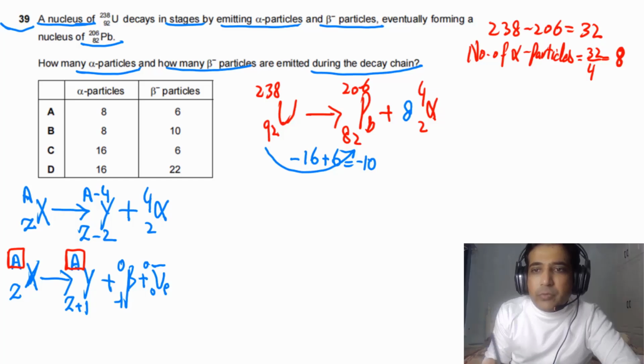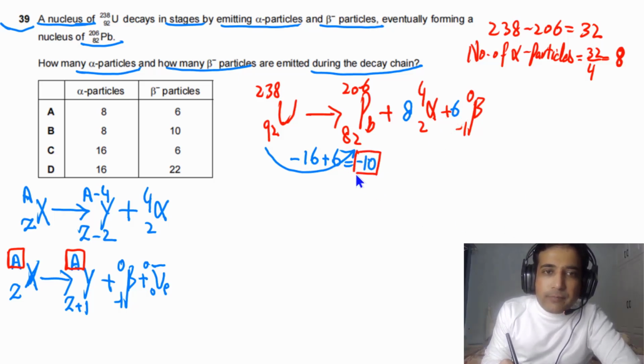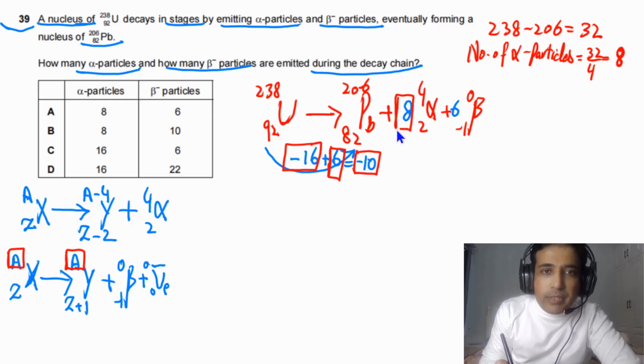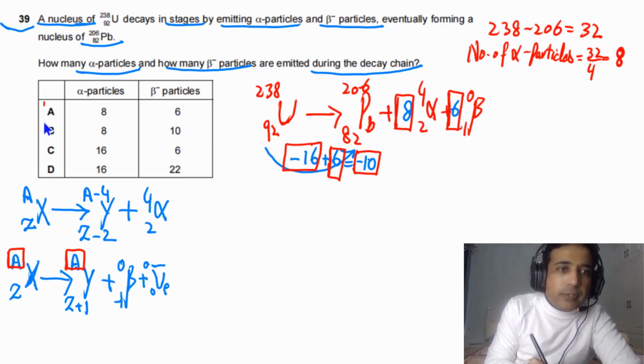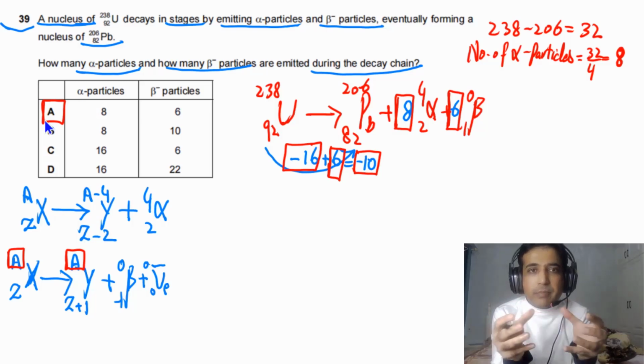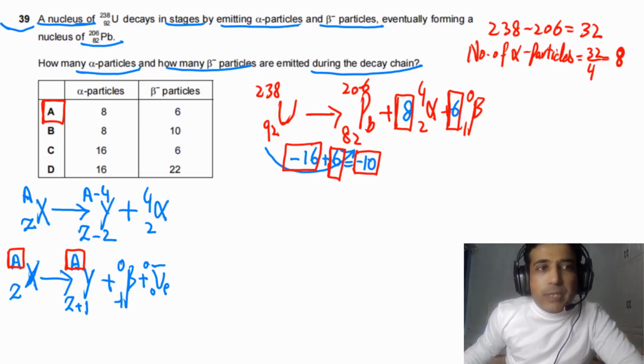So we can rewrite here: beta minus particles have to be 6. Why 6? Because the decrease has to be 10. Due to alpha, the atomic number decreases by 16, so it has to increase by 6, and that is due to beta minus particles. So our answer is 8 alpha particles and 6 beta minus particles. So the answer for this one has to be 8. This is how you can approach it step by step in a systematic way. I hope this one is clear to you.